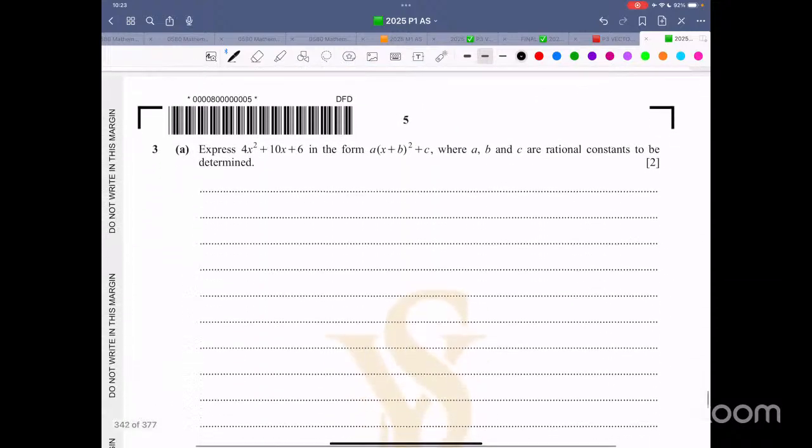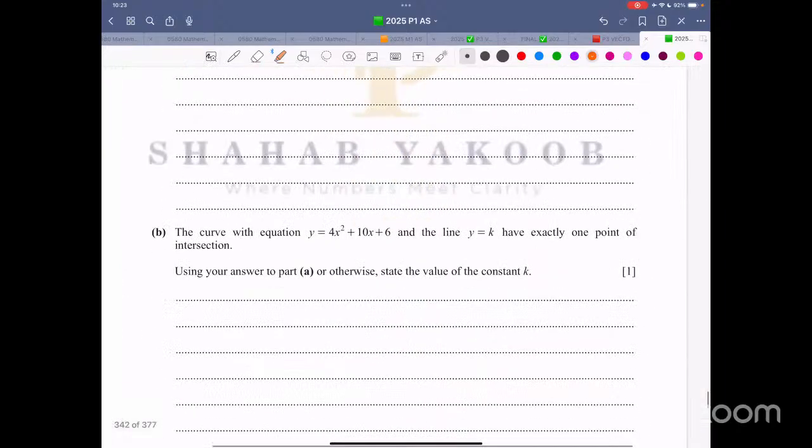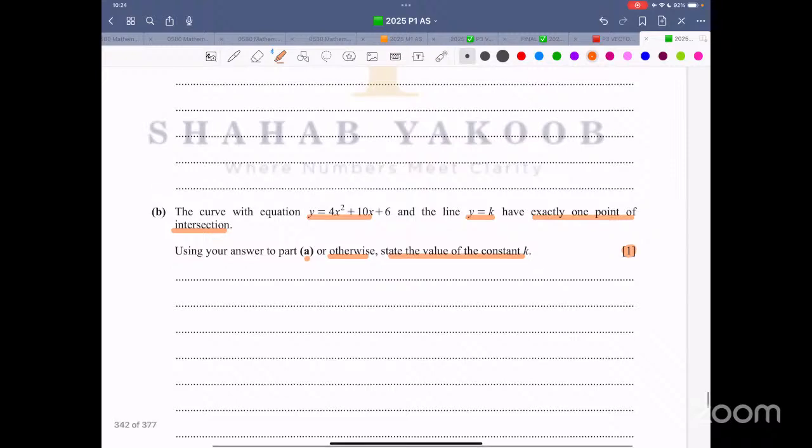Let's move to the third question. Now the third question says, express in the completed square form where a, b, c are rational numbers, just the normal numbers to be determined. 2 marks. The curve with the equation and the line y is equals to k have exactly 1 point of intersection. Use your answer to part A or otherwise. Both options are there. State the value of the constant k. Naturally, answer of part A will give you a quick answer for 1 mark, but the otherwise option is also available.